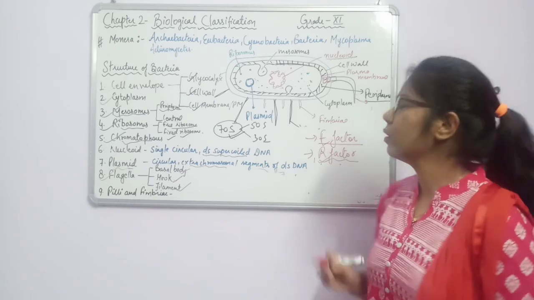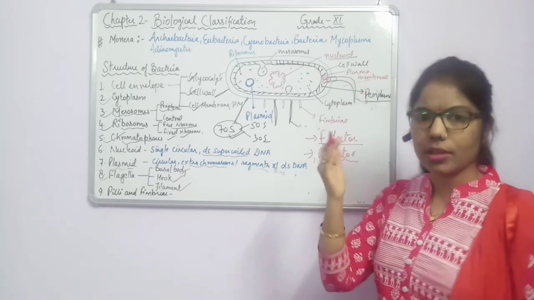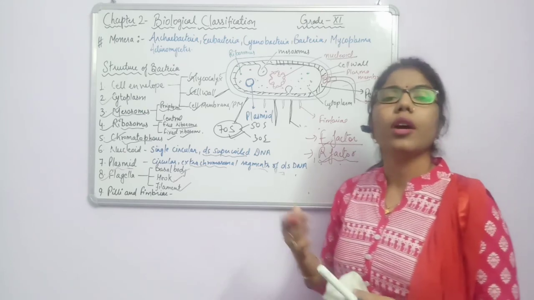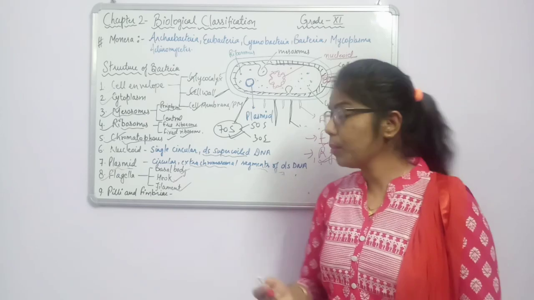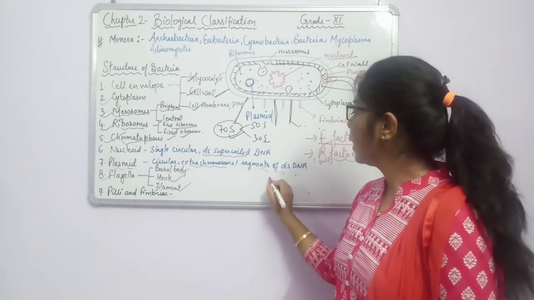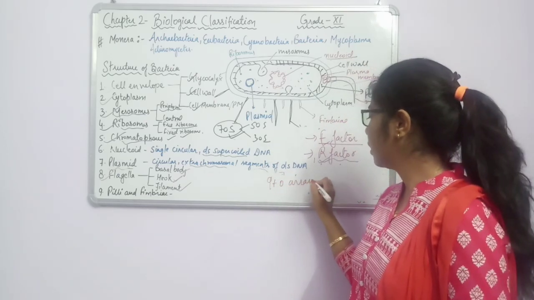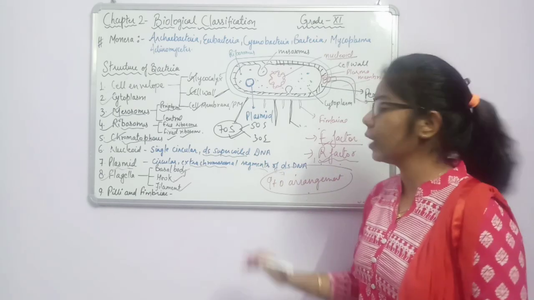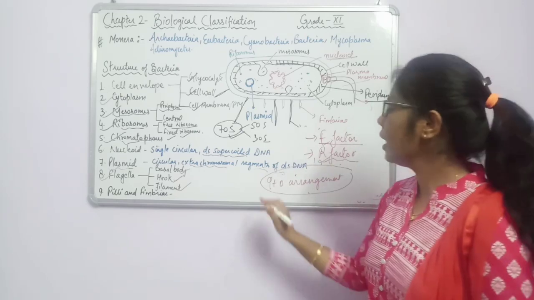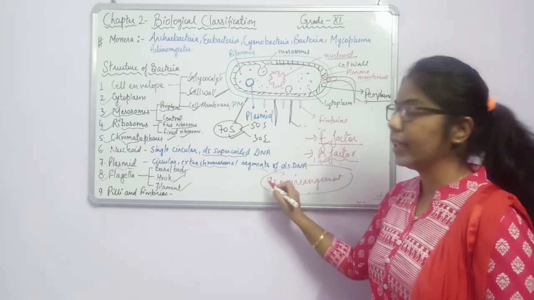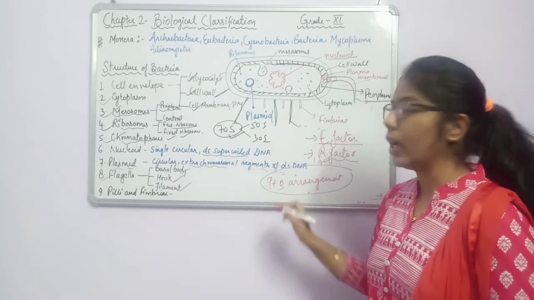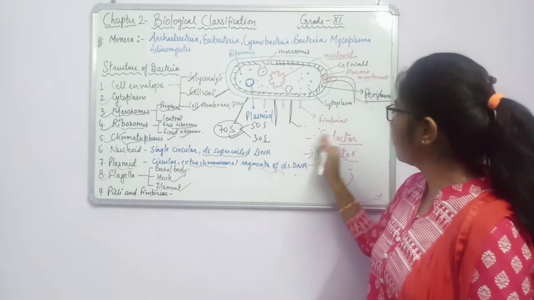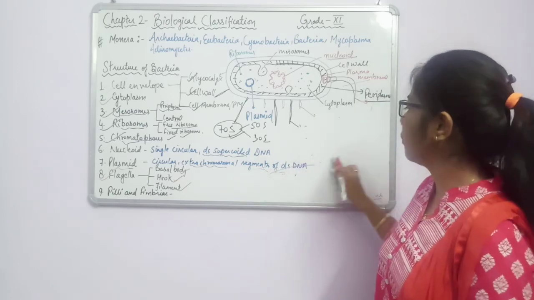Now another important thing about the flagella: if we take the cross section of flagella, you can see different microtubules, and the arrangement of these microtubules is 9 plus 0. I am not explaining more about it, you only have to understand it. In the prokaryotic cell, the arrangement is 9 plus 0, which means 9 at the peripheral end and 0 at the central position. It is an important thing you must know from the examination point of view.